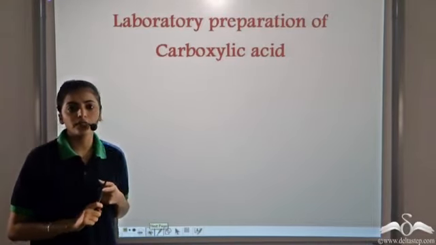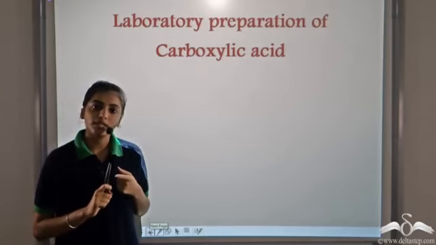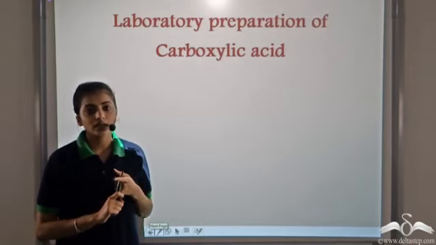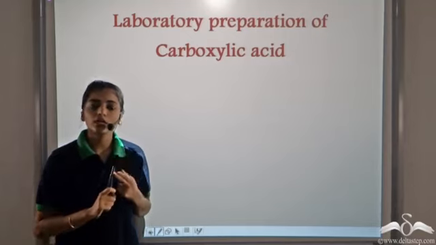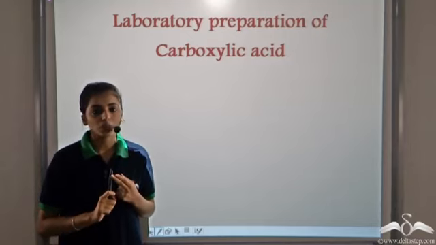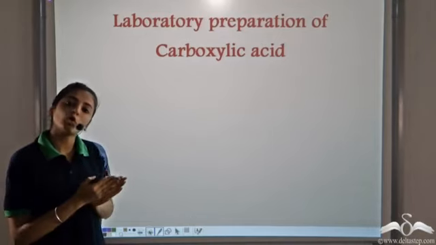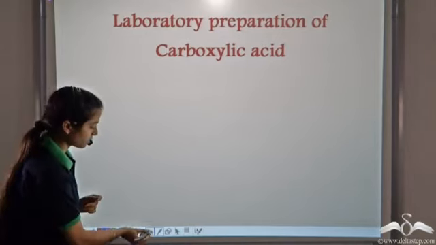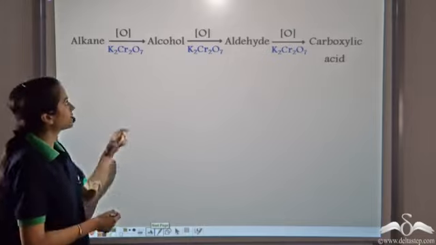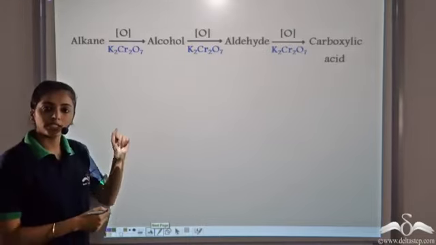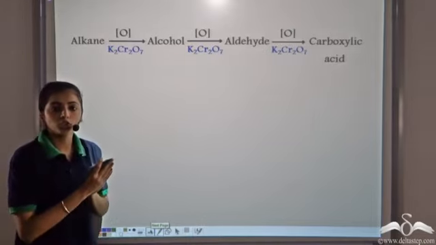So far we have prepared different types of organic compounds. We prepared alkanes, alkenes, alkynes, alcohols. Now let's look at the laboratory preparation of carboxylic acid. Well, the method that we use here is something that we have already used before.